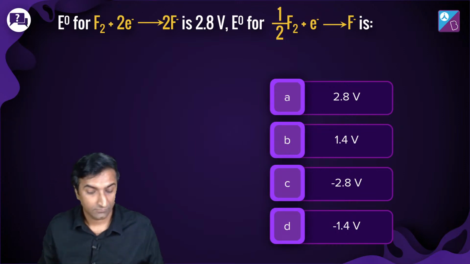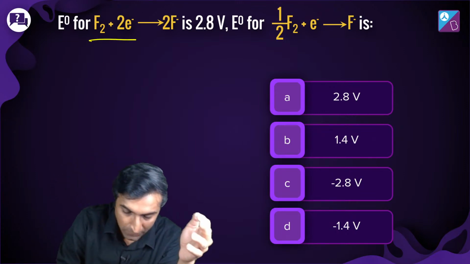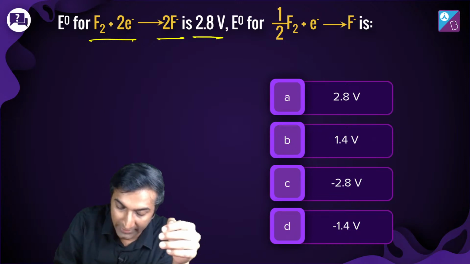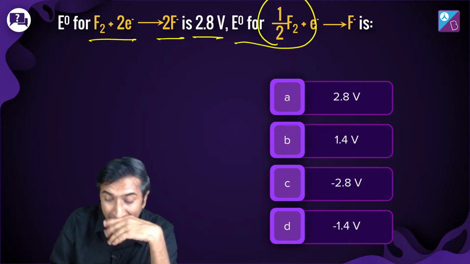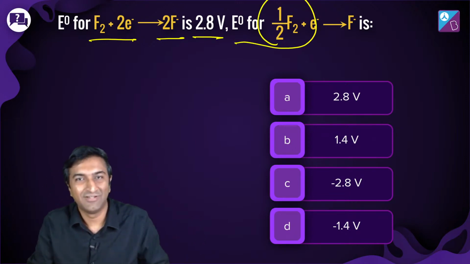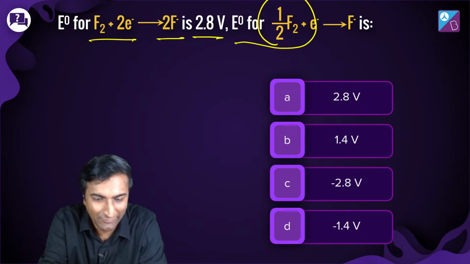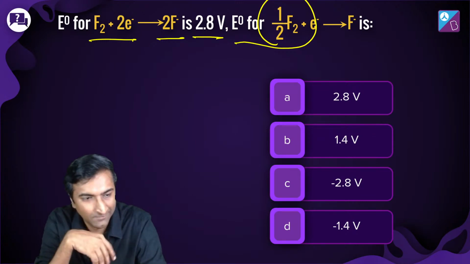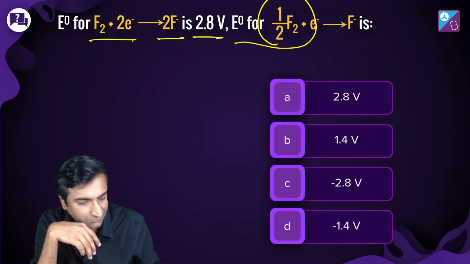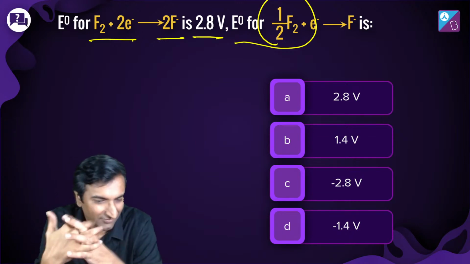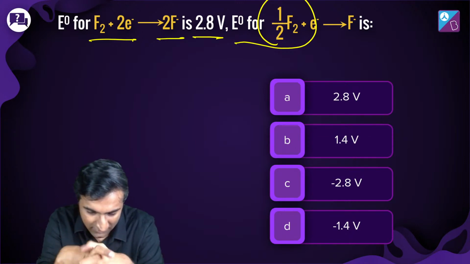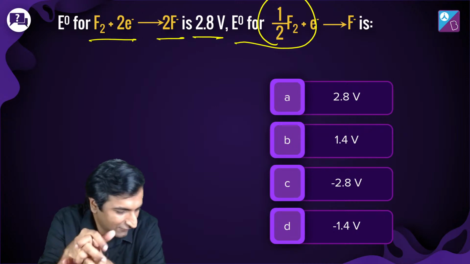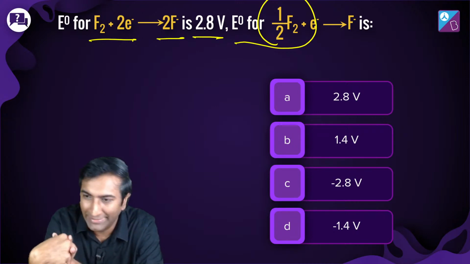Let's do this. E naught for F2 plus 2e giving 2F minus is 2.8. What will be the E naught for half of that? Easy one, just to make sure the people watching this are awake. Try it out, please. Give me an answer to this one. What do you guys think? A, B, C, or D? This is one of those that you should probably answer in your sleep.